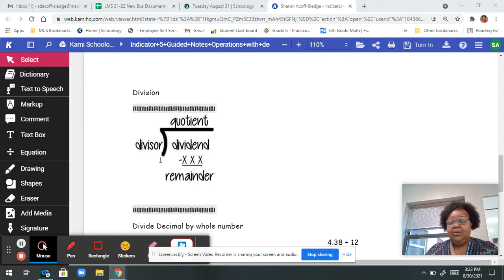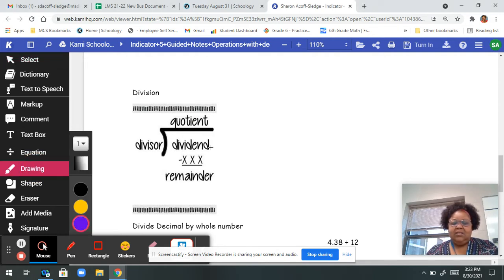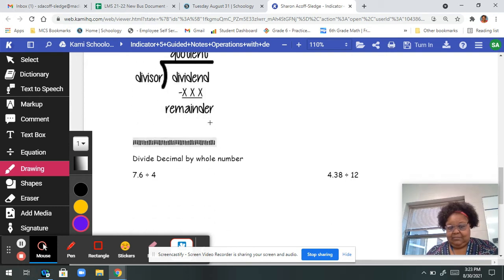Just as a reminder, we just finished division in indicator one. That was the first thing we did this year. So this is our little division house. Under the house is our dividend. Our divisor, the number we divide by, is outside the house. And on the roof is the quotient, our answer.